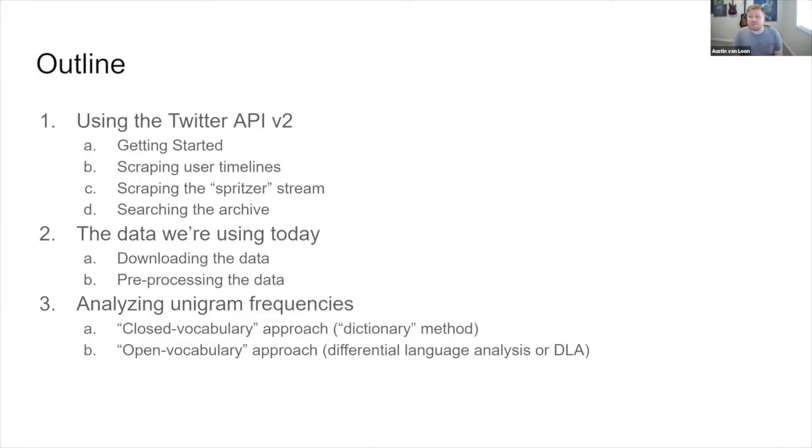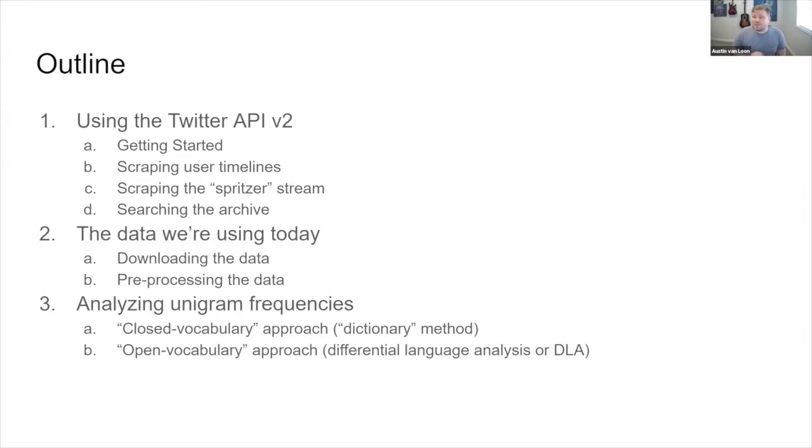So a quick outline of what we're going to go over in this session. First, we're going to talk briefly about using the Twitter API version 2. We're going to talk about 3 different endpoints: the timelines endpoint, the sampled stream endpoint, and then the search tweet endpoint. And we'll talk more about those in depth in a second. Then we're going to talk about actually getting our hands on some data, not through the Twitter API, so that everybody can follow along, even if they don't have a Twitter developer account. We're going to download that data from a public GitHub repository, and then we're going to talk about pre-processing the text that's available in that data.